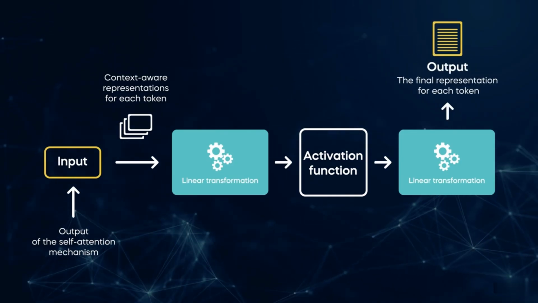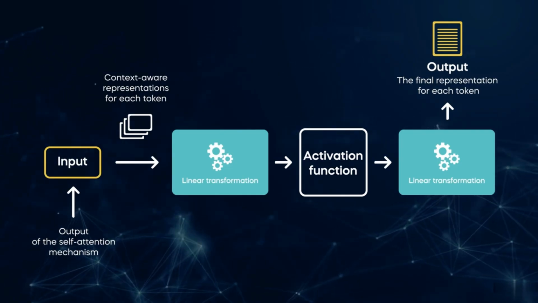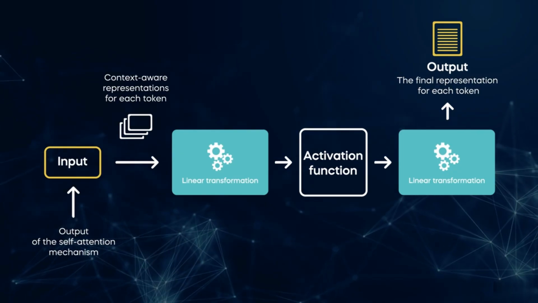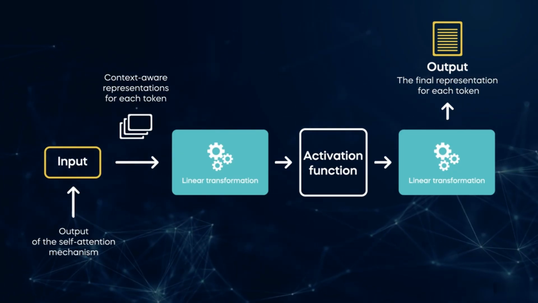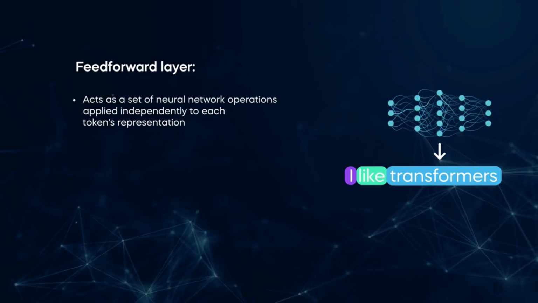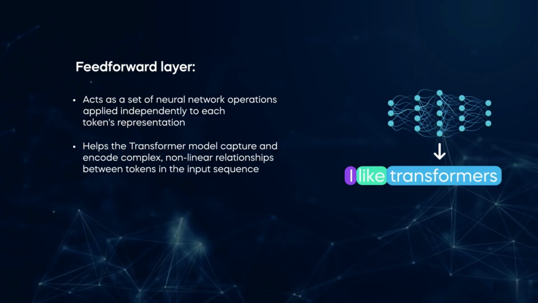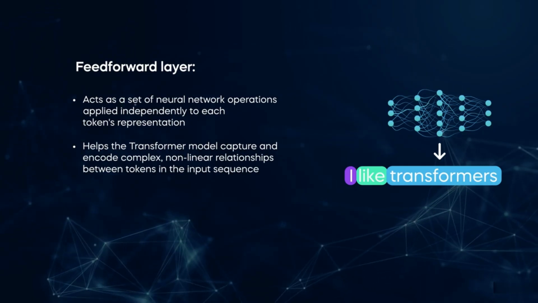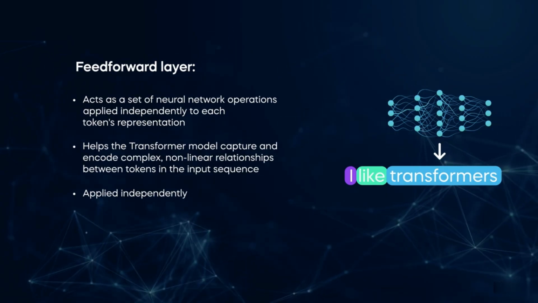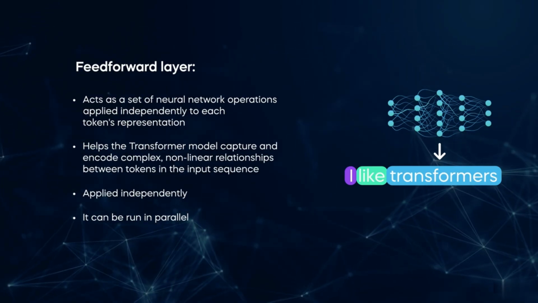This step can be seen as compression or simplification of the information. The output of this second linear transformation is the final representation for each token. This representation is more abstract and compact than the input into the feed-forward layer, but it's designed to capture complex patterns and relationships learned during the self-attention step. In summary, the feed-forward layer acts as a set of neural network operations applied independently to each token's representation. It helps the transformer model capture and encode complex, nonlinear relationships between tokens in the input sequence. And because these operations are applied independently to each token, we can run them in parallel, really speeding up the process. Once we've done this, we can move on to the decoder block.